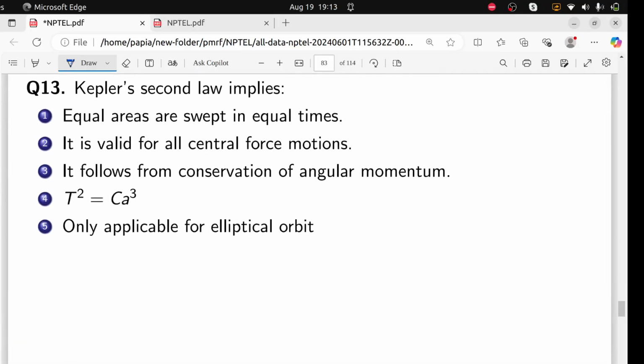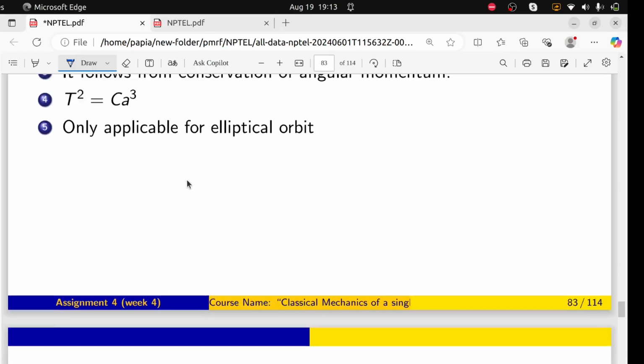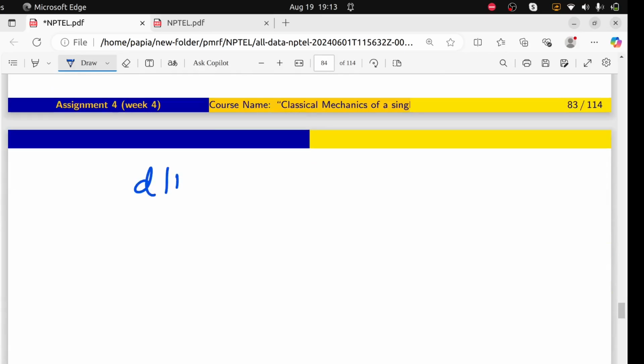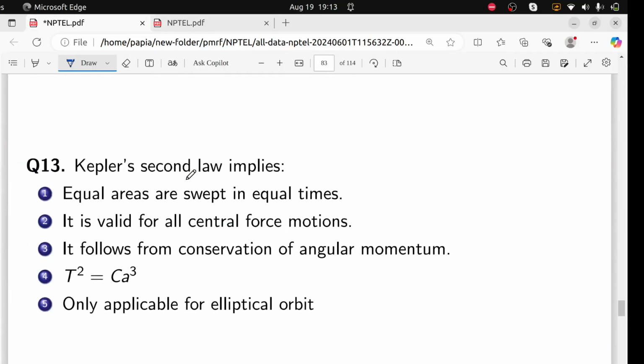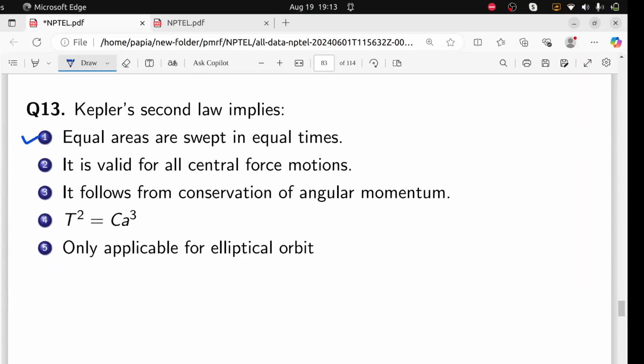Kepler's second law implies, okay. Kepler's second law was that dA/dt equals constant, and we calculated that as dA/dt equals h by 2. So this is constant. That means equal areas are swept in equal times. Yes, this is exactly correct. That's why dA/dt is constant.